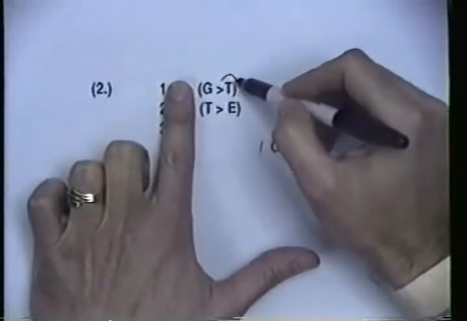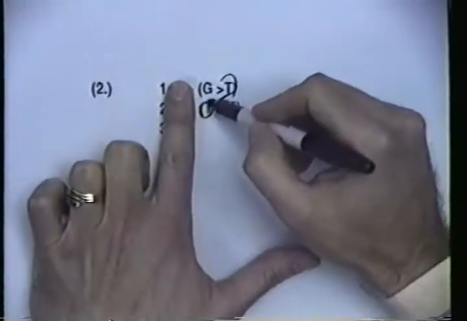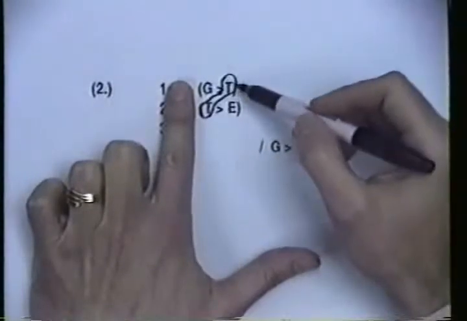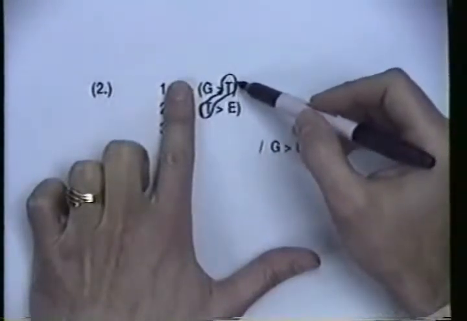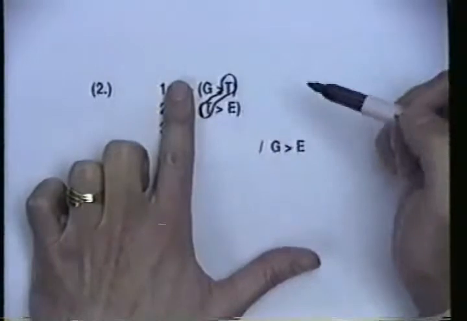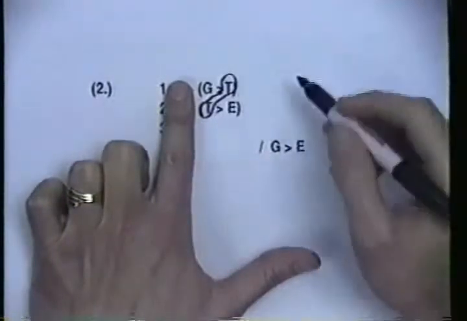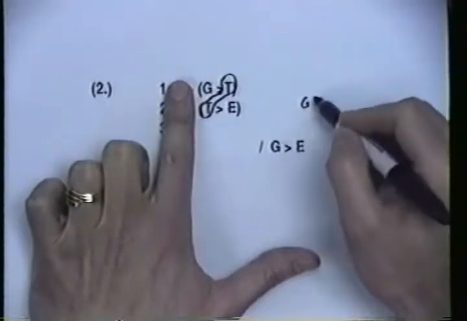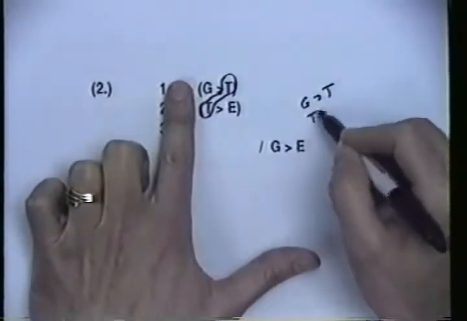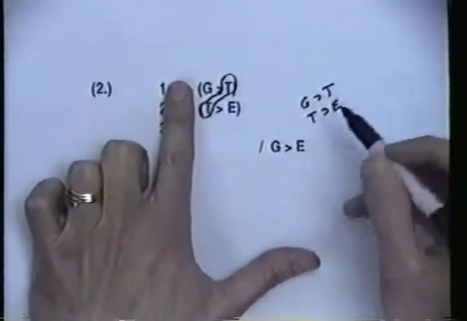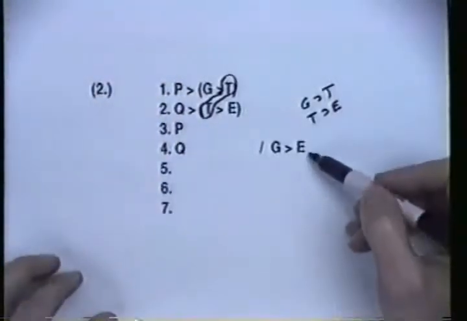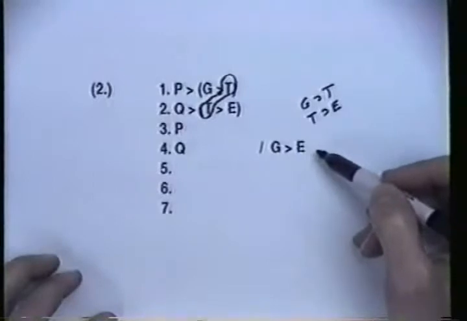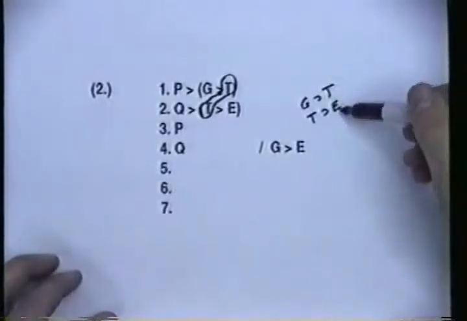Remember, to do hypothetical syllogism, there has to be a shared component. In this case, it's the T, and that component has to occur as the consequent of one conditional and the antecedent of the other. So now we know that we want to generate G hooks T and T hooks E, and after we do that, we'll be able to get to the conclusion with the move hypothetical syllogism. So now the question is, how do we get these two lines?